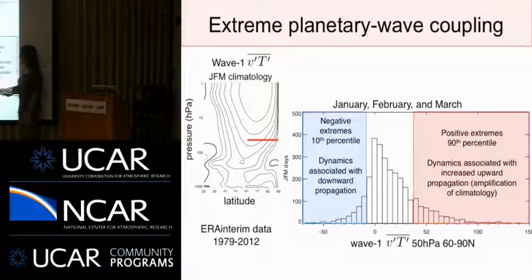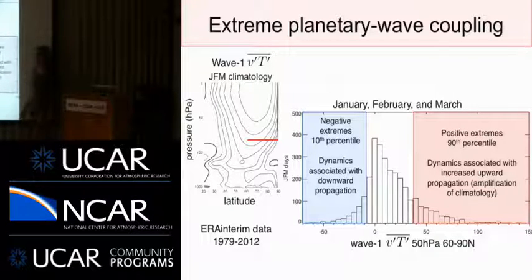So these are values that are absolutely negative, and for the 10th percentile, we're talking about minus 10 Kelvin meter per second. The implication from linear theory is that this is downward pointing group velocity, or that wave energy is moving downward. Okay. So if these behaviors are very extreme, how are they coupled to the troposphere?